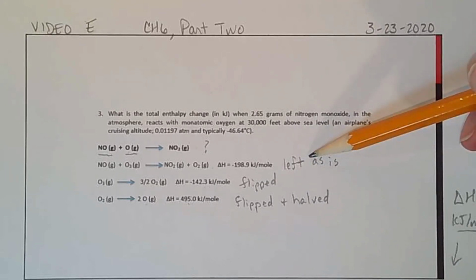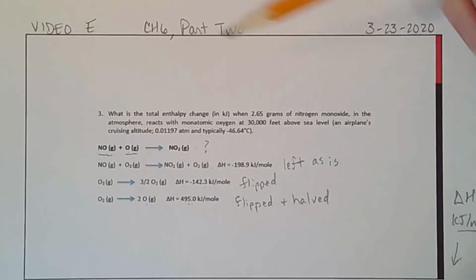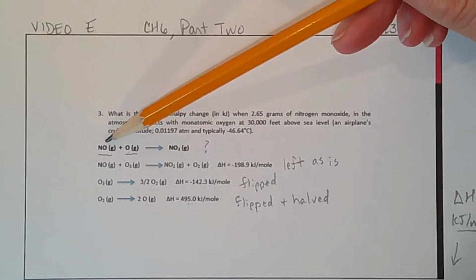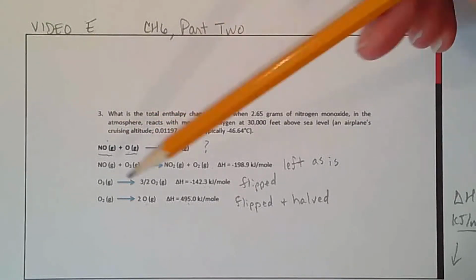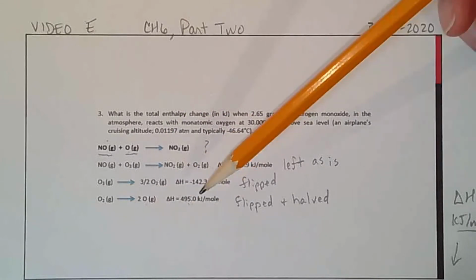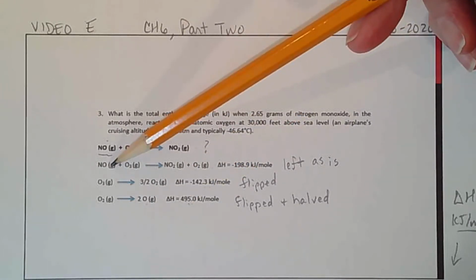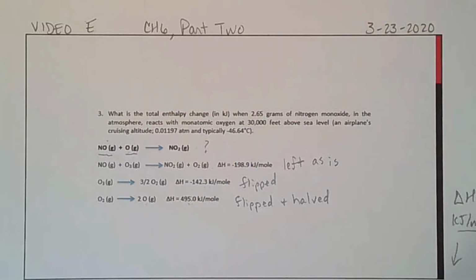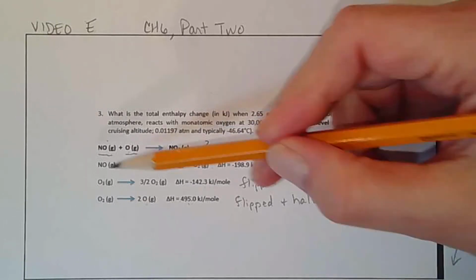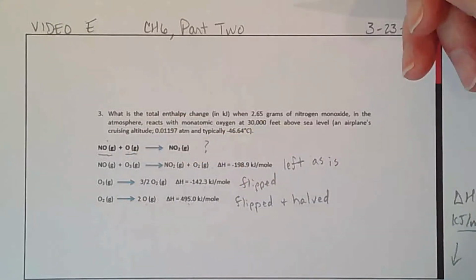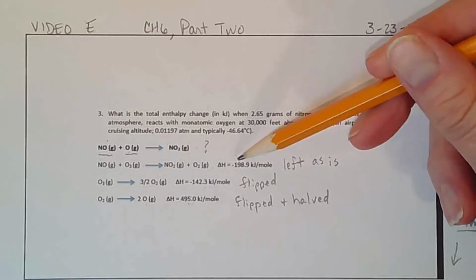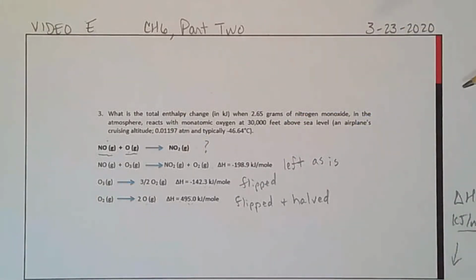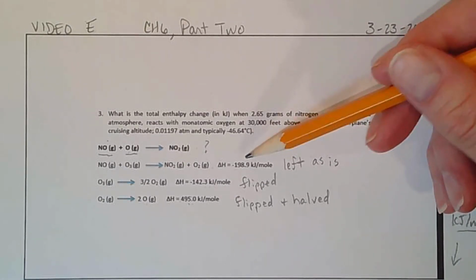In this first reaction, I left it as is. Why? Because I can see that I need NO on the left. The only NO I have in all of these reactions is in this first reaction, and it's on the left. So I'm going to leave it as is because I have one NO in each place. Okay, so that's going to contribute negative 198.9 to my enthalpy change.